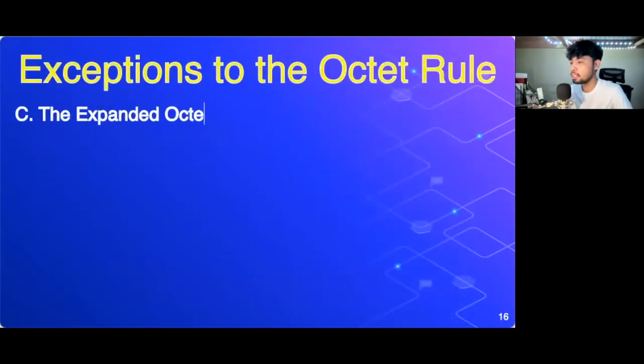One compound in which there is an expanded octet is sulfur hexafluoride. So let us draw the Lewis structure for sulfur hexafluoride. Sulfur has 6 valence electrons. Fluorine has 7 valence electrons. Multiply it with 6. So we'll have 48 valence electrons for the sulfur hexafluoride molecule.